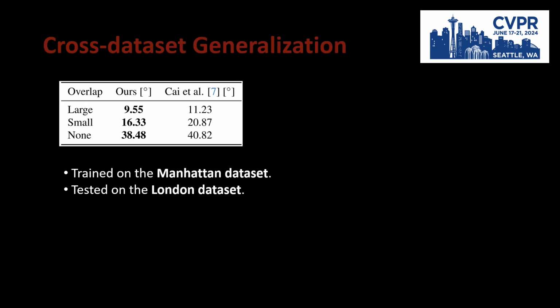We also perform a cross-dataset generalization, where we train our models on the Manhattan dataset and test them on the London dataset. The average geodesic error is reported.